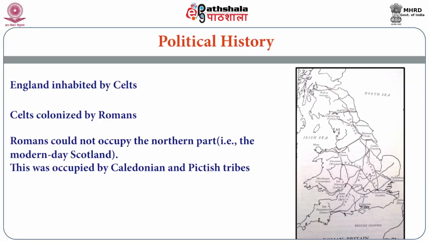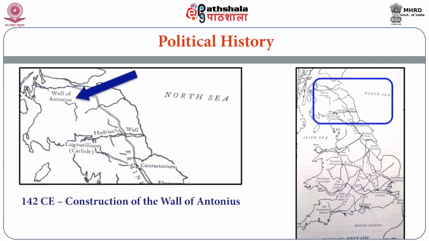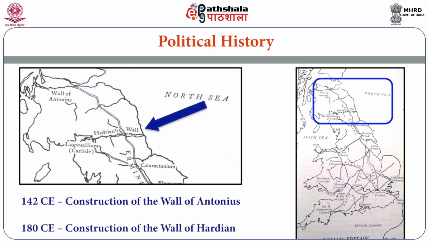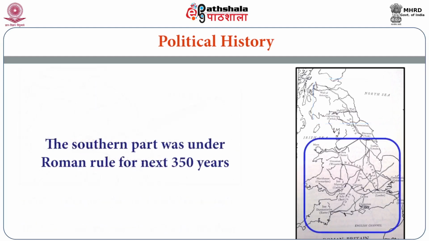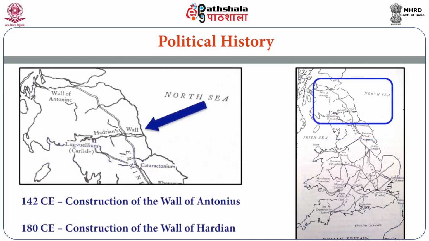The Romans could not occupy the northern part of the island, modern-day Scotland, which was occupied by the Caledonian and Pictish tribes, if we look into the geosociological movement of the people. The Romans occupied the entire Britain except the northern part. Around 142 CE the wall of Antonius, and in 180 CE the wall of Hadrian, was constructed to demarcate the northern boundary of Roman occupation in the island. The southern part of the island was under their rule for the next 350 years. So when we look into the political mapping between 140 CE and 180 CE, there are a lot of political cross currents that affected the settlement in England.